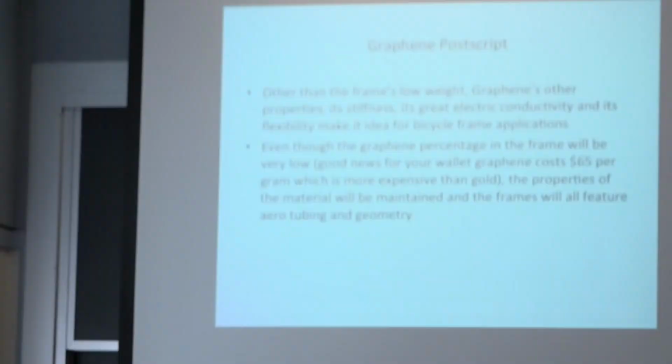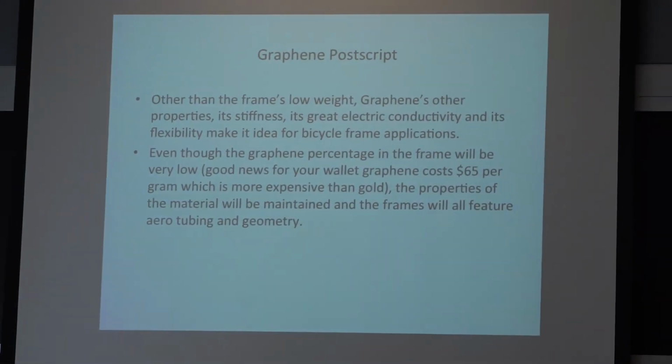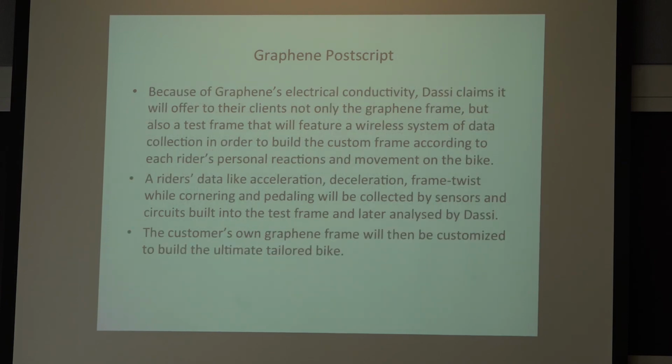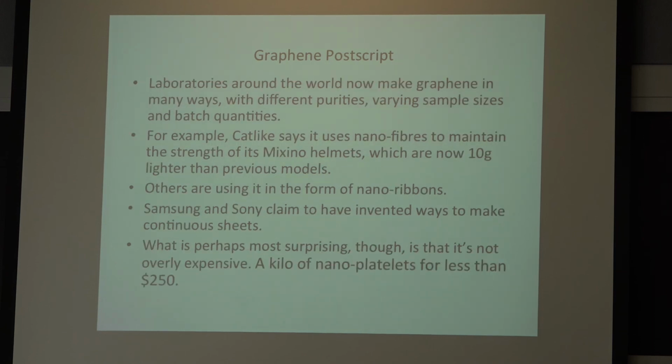And the good part of it, and this is as of a few years ago, it cost $65 a gram for this stuff, or was $65 a gram. Now it's a fraction of that. There are all kinds of other applications. Let's see, I told you helmets, shoes, various components on a bicycle.